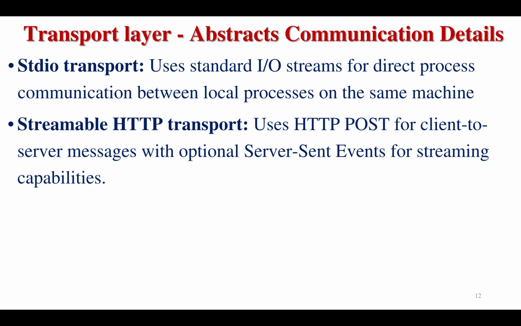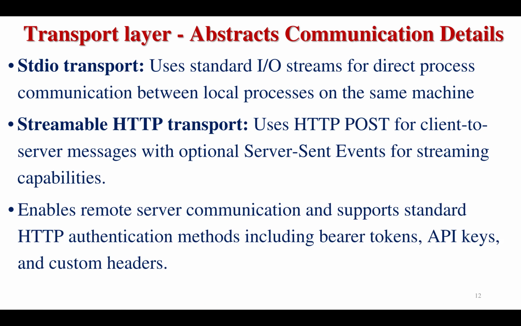The next type of transport is streamable HTTP transport. This will be used when you are going to have a server and client that is being hosted. HTTP POST for client server messages will be used in the streamable HTTP transport, with optional server-sent events for streaming capabilities. And this will enable remote server communication. As we discussed, when the server is going to be remotely somewhere else, we can use this particular option to connect, and it also supports standard HTTP authentication methods like bearer tokens, API keys and custom headers.